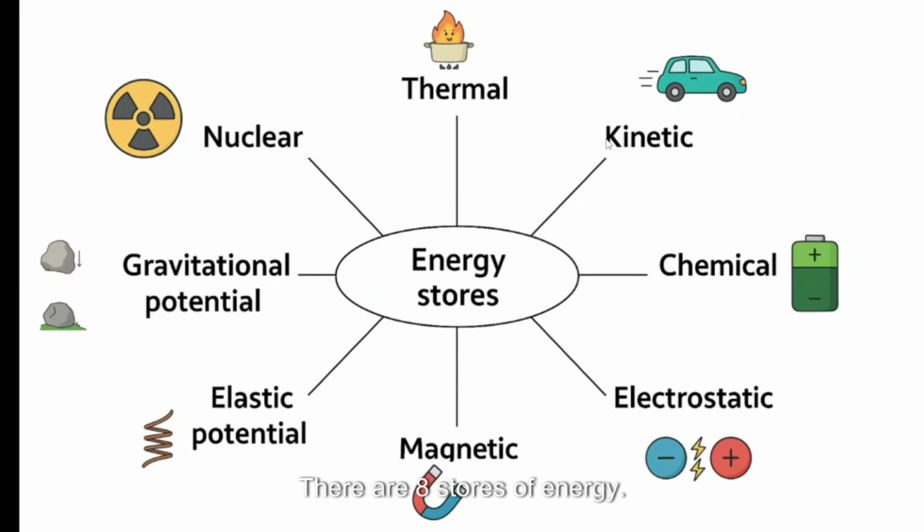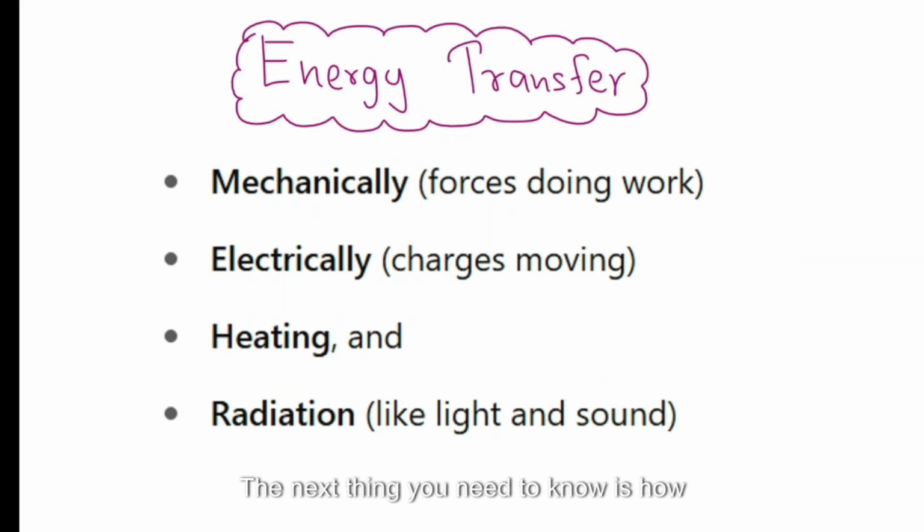There are 8 stores of energy: kinetic energy, which is the energy of any moving object; chemical energy, energy stored in a battery or energy in food; electrostatic energy, due to attractive and repulsive forces between charges; magnetic energy; elastic potential energy, when an object is stretched or squashed; gravitational potential energy, when an object is at a height in a gravitational field; and nuclear energy. Finally, thermal energy.